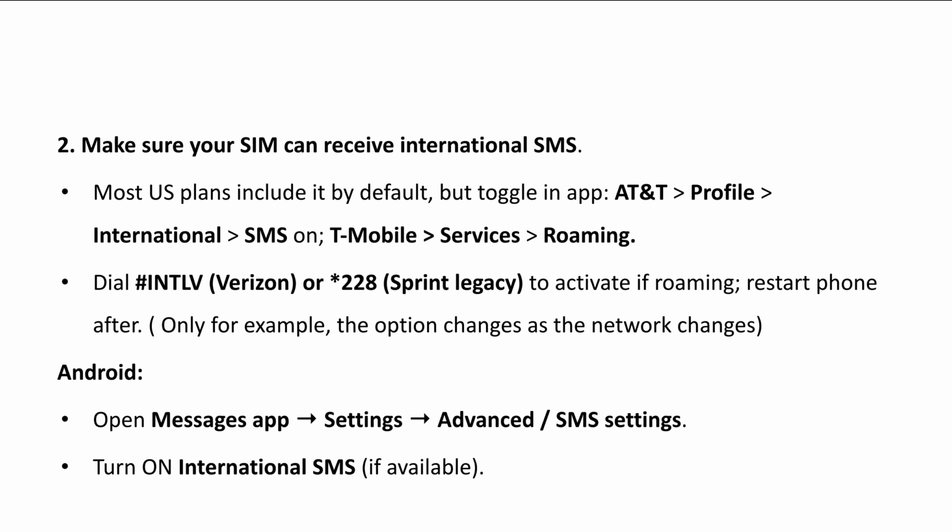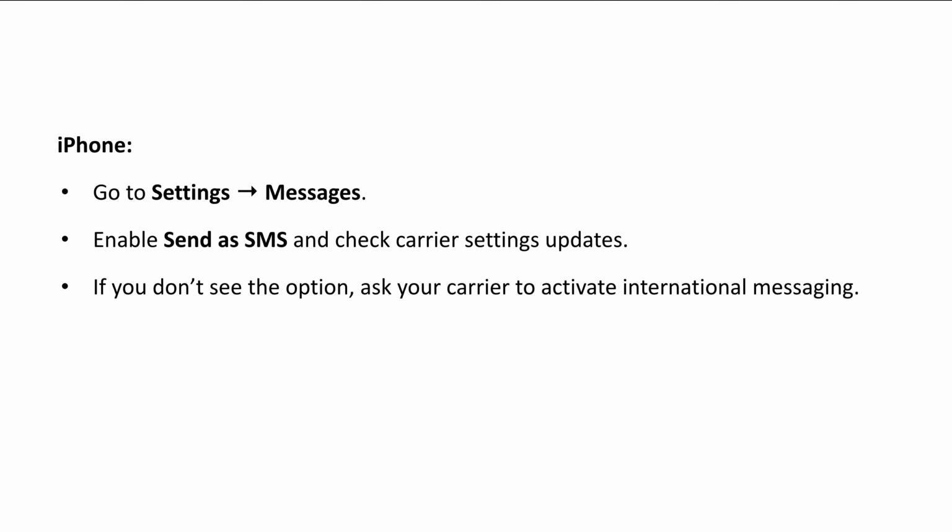In Android, open the Messages app, then Settings, then Advanced SMS settings. Turn on international SMS if available. In iPhone, go to Settings, then Messages. Enable Send as SMS and check for a carrier settings update. If you don't see the option, ask your carrier to activate international messaging.